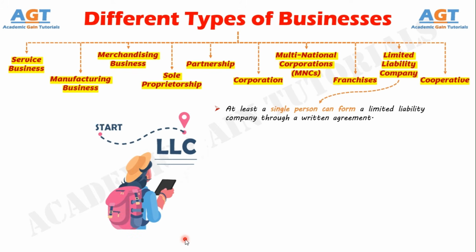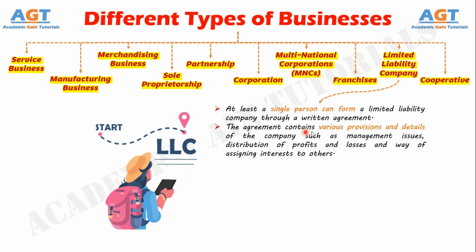Number 9. Limited Liability Company, LLC. At least a single person can form a limited liability company through a written agreement. The agreement contains various provisions and details of the company such as management issues, distribution of profits and losses, and way of assigning interests to others.